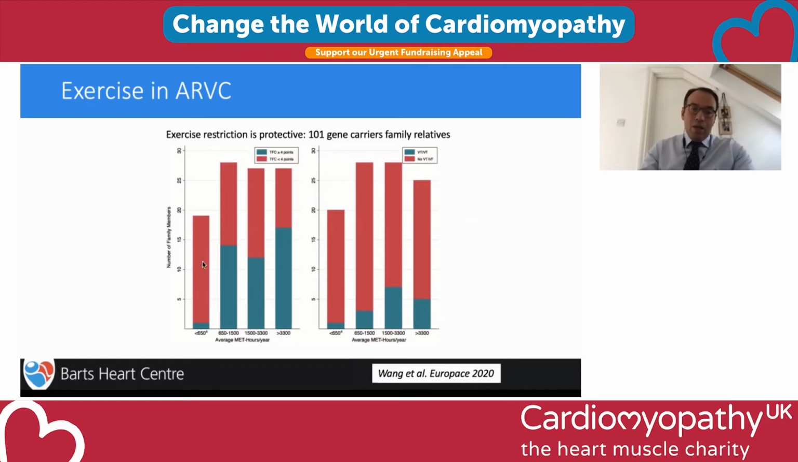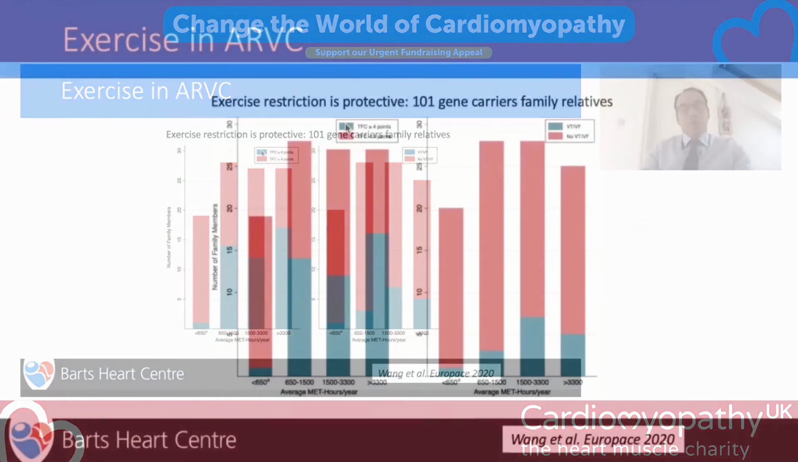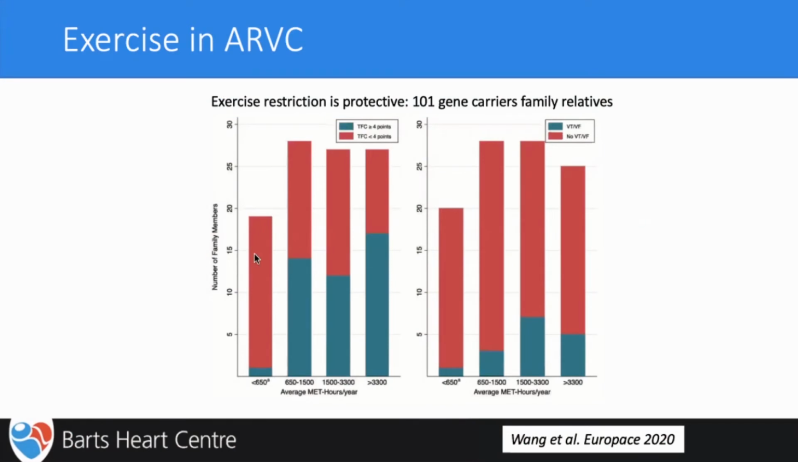And you can see here, these are the task force criteria points that individuals scored. Essentially, red ones are the people that had less disease, and green ones are the ones that express more disease. And you can see here in the lower spectrum of exercise, the disease was much milder. And the same was with the ventricular arrhythmias. So exercise increased both the ventricular arrhythmias as well as potential structural and electrical changes in gene carriers.